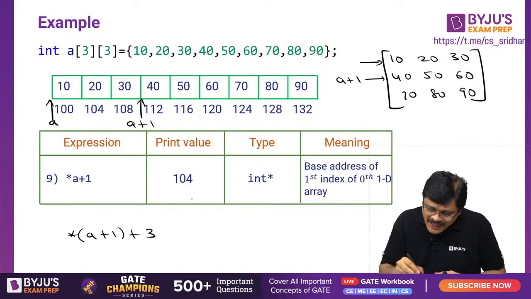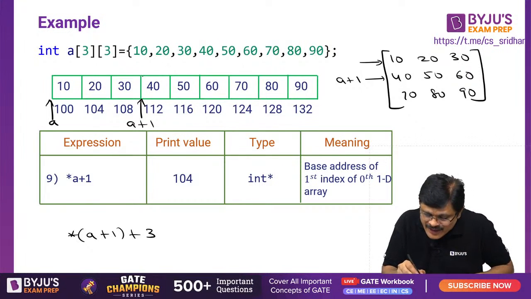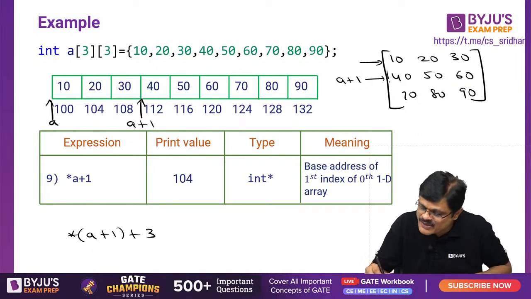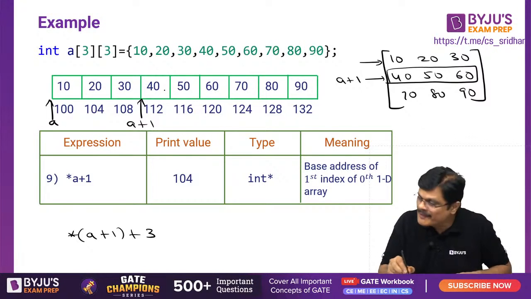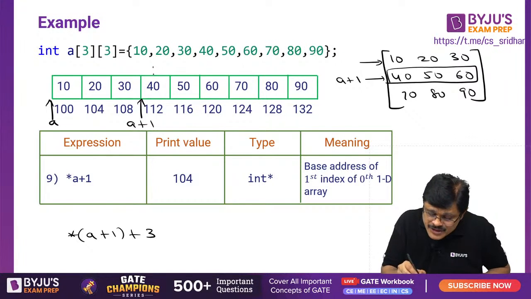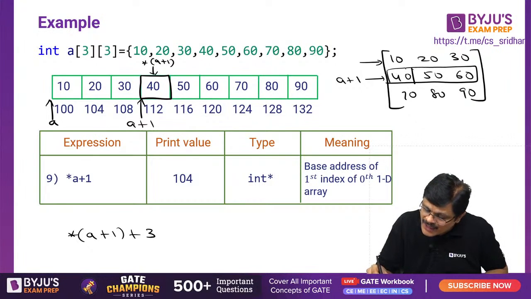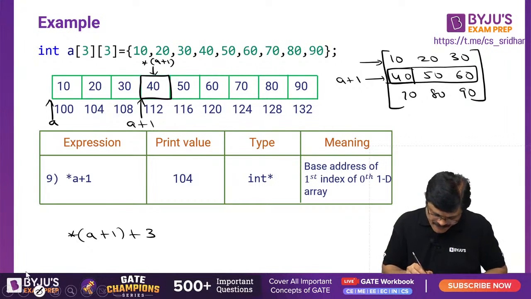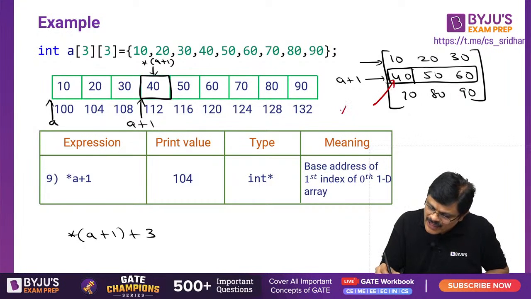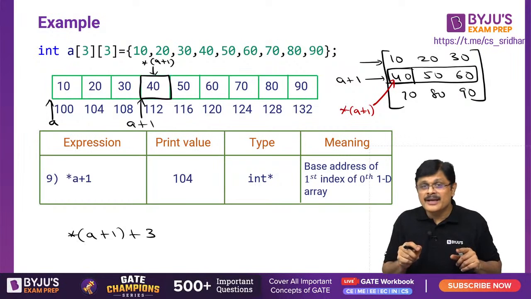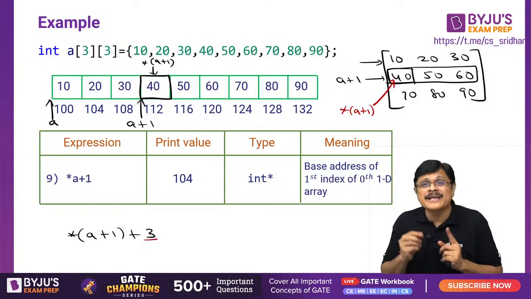When you say star of A plus 1, A plus 1 means 112. Of course, this entire A plus 1 refers to the entire 1D array: 40, 50, 60. When you do star of A plus 1, you are referring to the 0th location. Now for that, how much are you adding? Plus 3 you are adding.